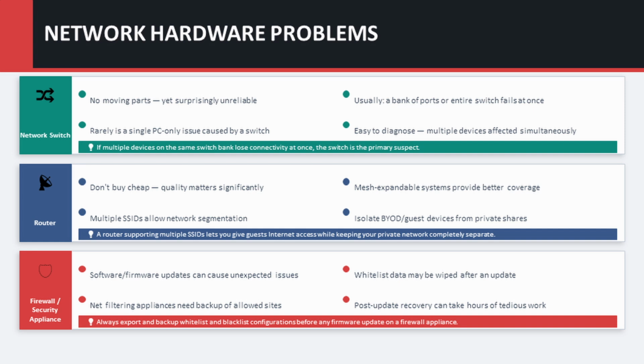Firewall and security appliances present their own category of risk, and it typically centers around firmware updates. A firmware update can wipe configured whitelists, the lists of permitted websites that content filtering appliances use. Recovering those lists manually can take hours of tedious work. Before any firmware update on a firewall or security appliance, always export and back up your whitelist and blacklist configurations.